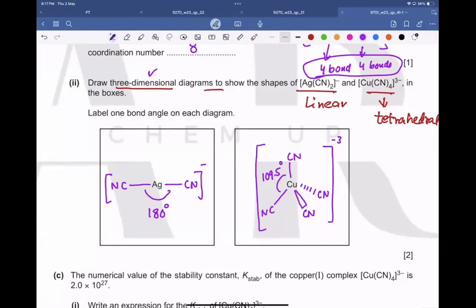You have to go through the notes, Sana. We have discussed which kind of ligands can form tetrahedral and which kind of ligands can form square planar.